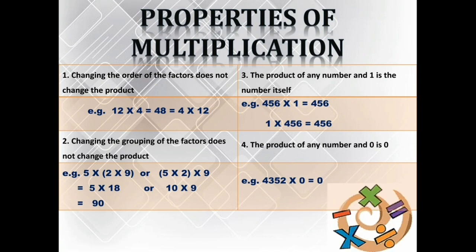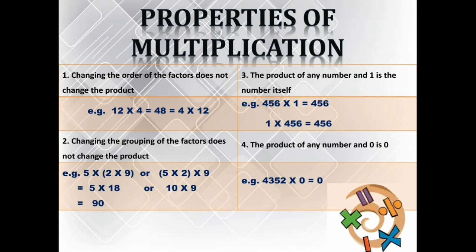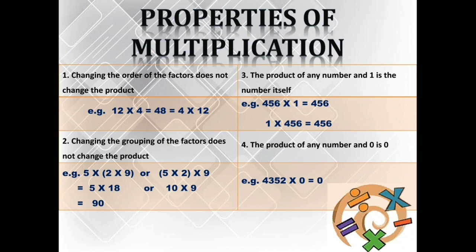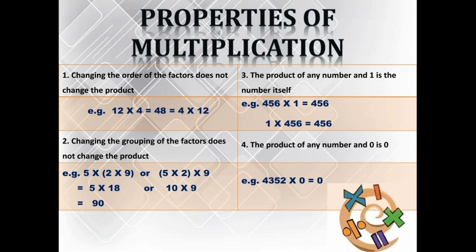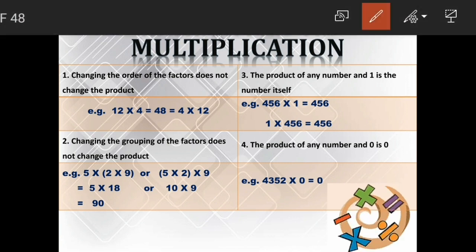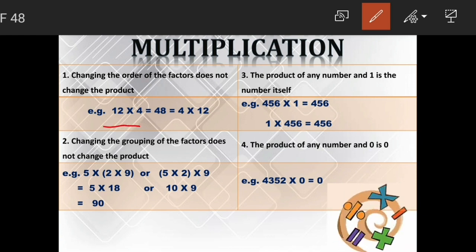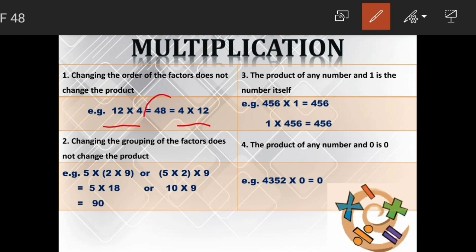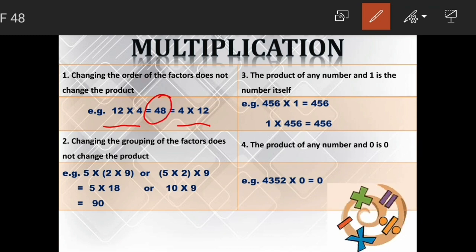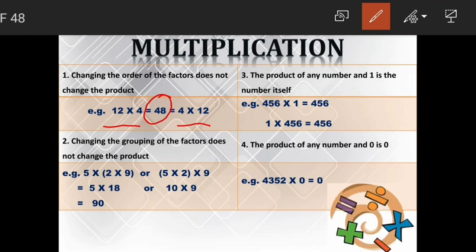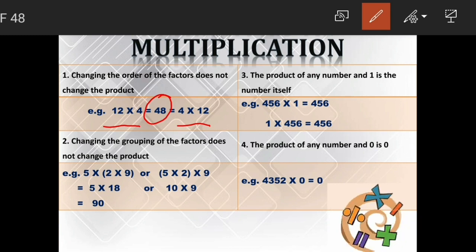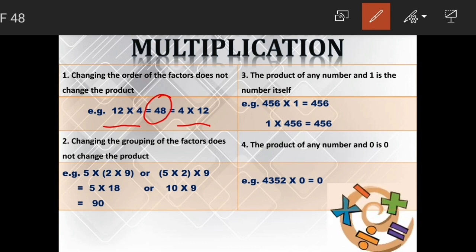Next is the properties of multiplication. The first property is that changing the order of the factors does not change the product. You can see first we have multiplied 12 into 4, then we have done 4 into 12. But the answer remains the same, that is 48. So if we change the order of the factors, it does not change the product or the answer.